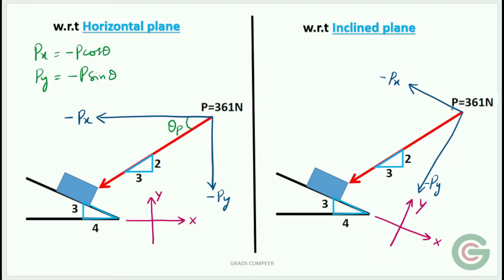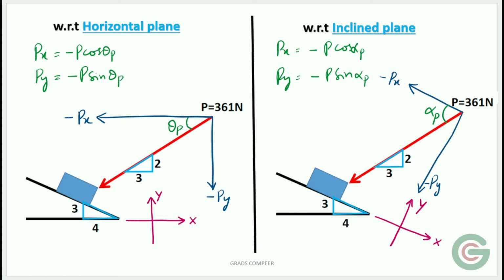So here you can observe again that Px is drawn parallel to the x-axis and Py is drawn parallel to the y-axis. Now we need to find the angle which the force makes with its x component. Let me call this alpha p. Once we find this alpha p, then we can find the components: Px will be equal to minus P cos alpha p and Py is equal to minus P sin alpha p.